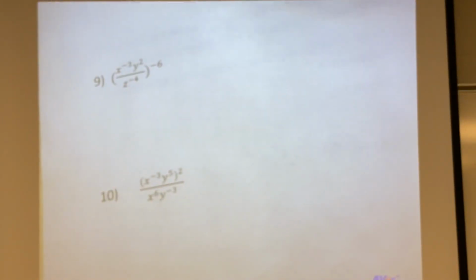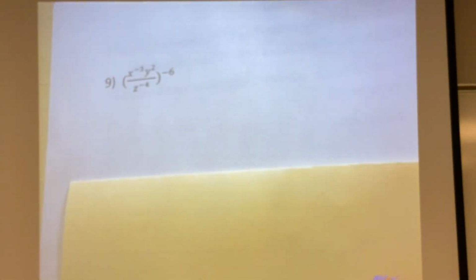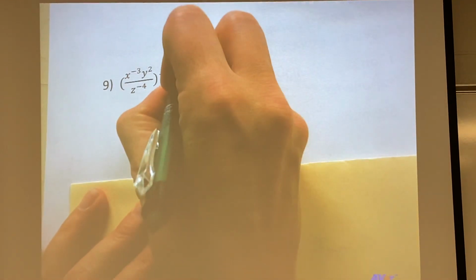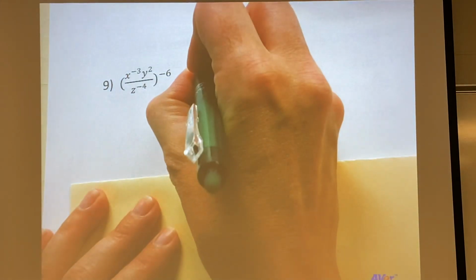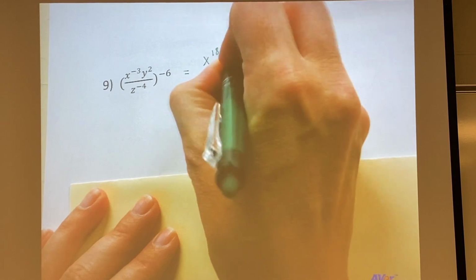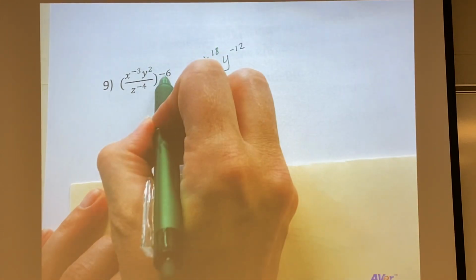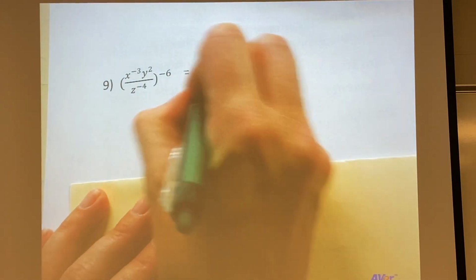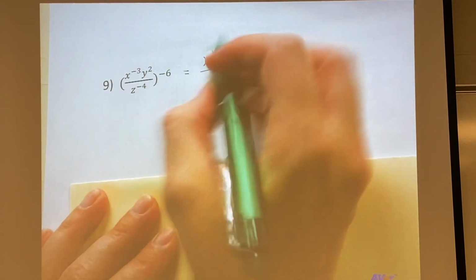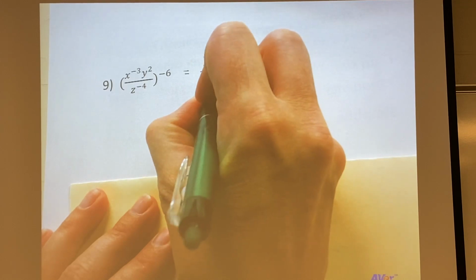All right, here's number 9. Go ahead and see if you can distribute that exponent to everything. Pause it, come back, check and see if you got it right. All right, so we give the -6 to everything. So we have x to the 18th, because a -3 times a -6 will give us a positive 18. Y to the -12th, 2 and a negative, gives us a negative. So we have a positive and a negative. And then here another negative. So we have z to the 24th.